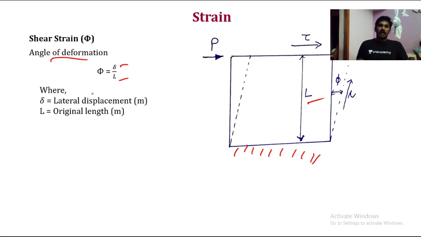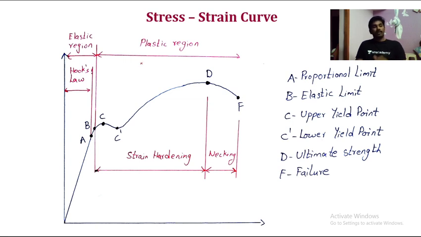Okay, right? Now, where del is equal to the lateral displacement due to the load applied tangentially, and L means original length, in meters or millimeters. Okay, so your shear strain is equal to angle of deformation. Shear strain is angle of deformation. Okay, right? So coming to the stress strain curve.